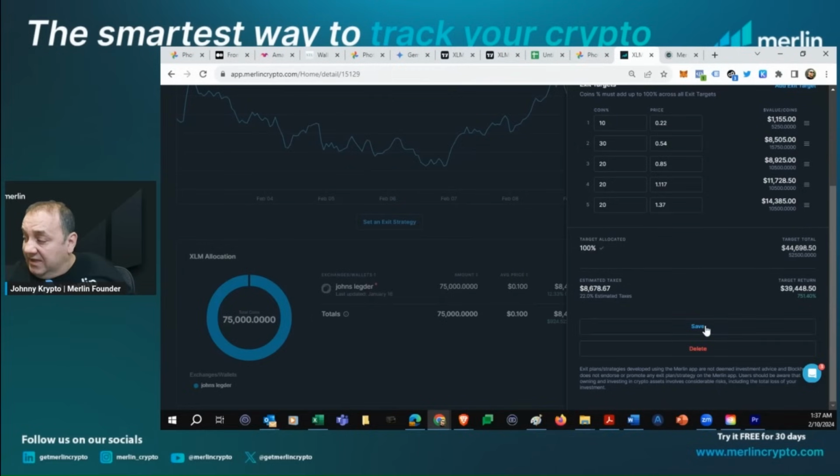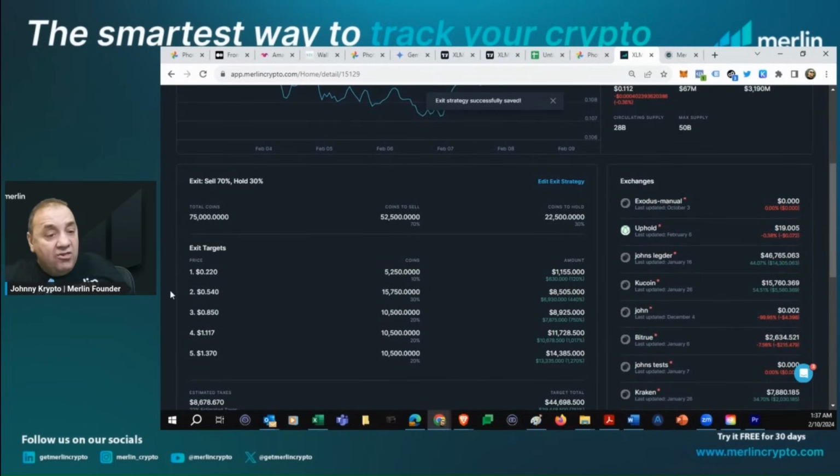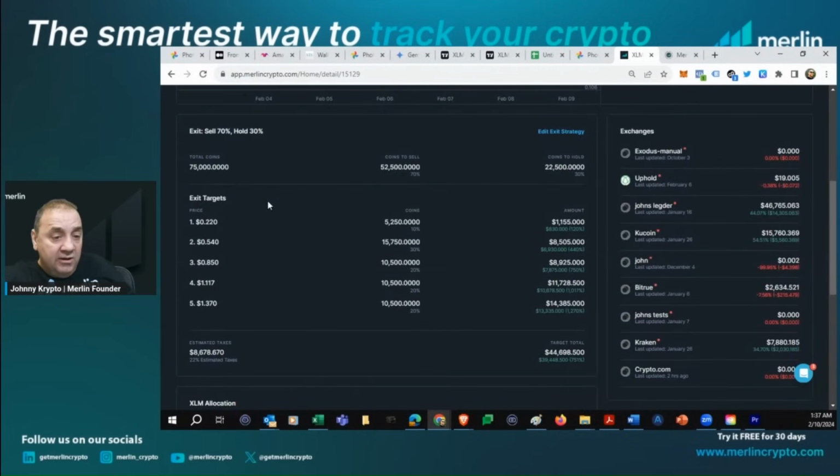So that said, we click save, and we're going to exit out of this. And we'll see here now that our exit strategy will now appear under our assets page in Merlin under XLM. So on the XLM page, we can come here and we see now that it shows us what exit strategy we selected. It shows us the number of coins that we're going to hold and the number of coins we're going to sell. And then we can see at each price target how many coins we actually have to sell.